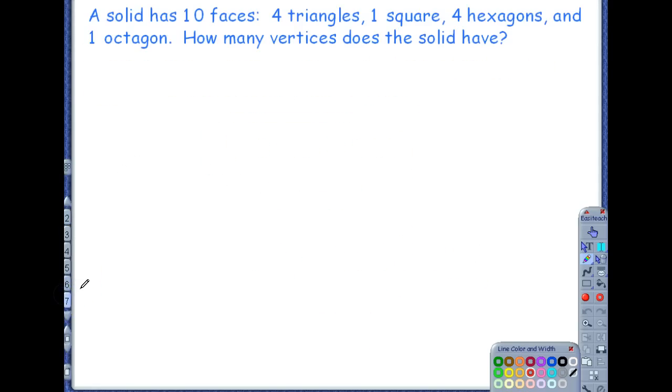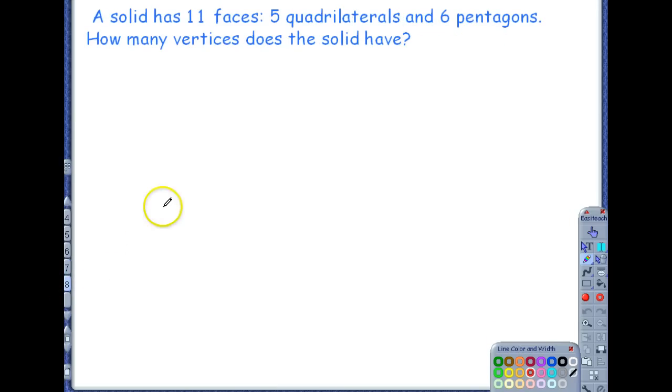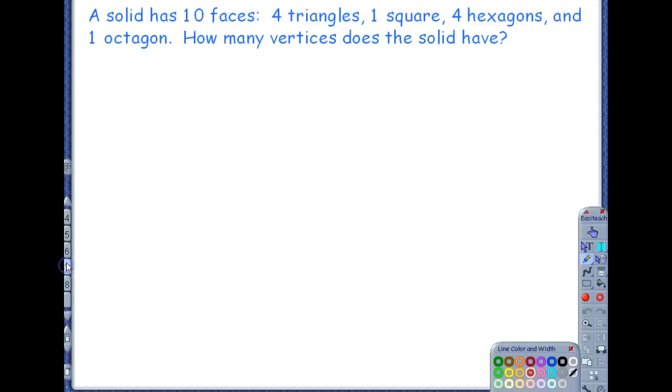Awesome. Now, the other thing we're going to do with that theorem is we're not going to give you the solid itself. We're going to give you some information about the solid, and you get to find the remaining information. So if I tell you a solid has 11 faces, 5 of them being quadrilaterals, 6 of them being pentagons, the question will be how many vertices does it have? Now, oh, we skipped one. Let's go back to this one first, and then we'll get to that next one.